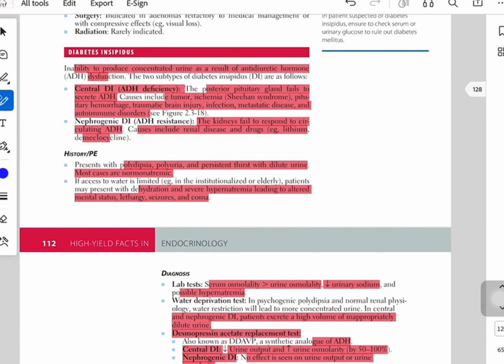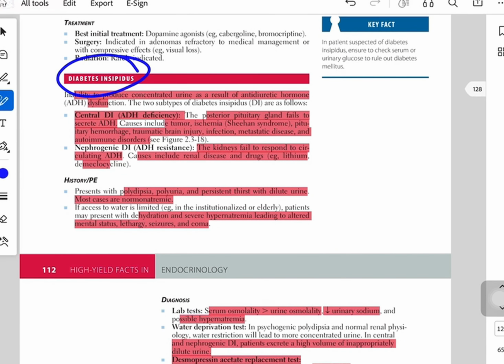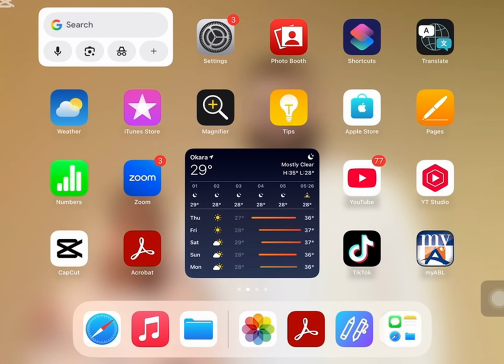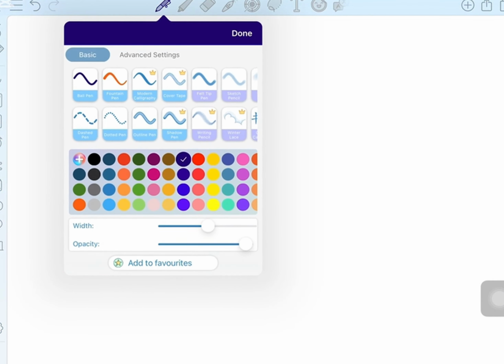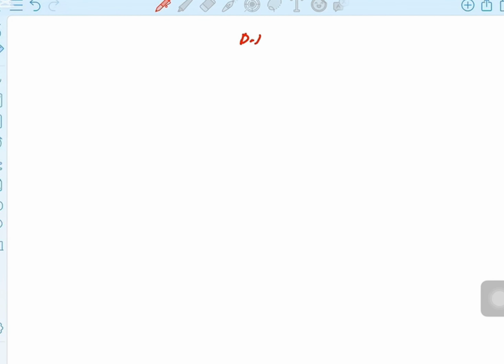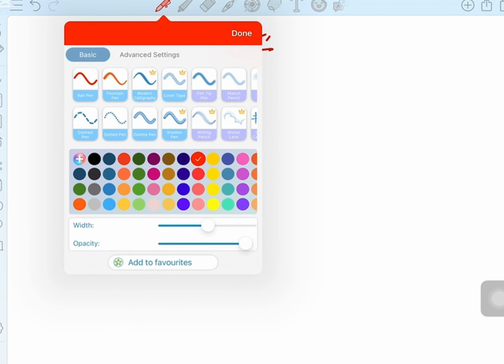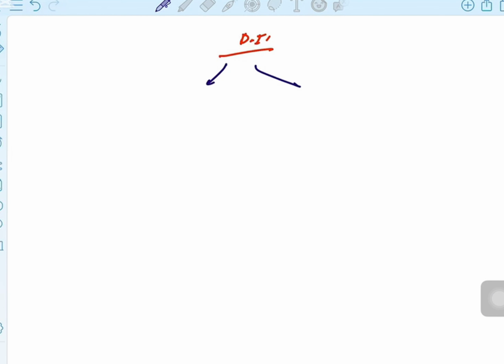And now we will discuss one of the most important topics, diabetes insipidus. What will happen in diabetes insipidus? Okay guys, diabetes insipidus is a condition in which the antidiuretic hormone is not produced, or the antidiuretic hormone is not working properly on the kidney. Diabetes insipidus is a condition in which we will see two types of things: either there is a problem with the brain or a problem with the kidney.